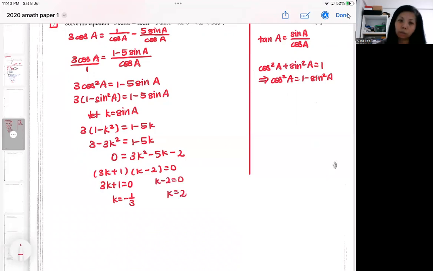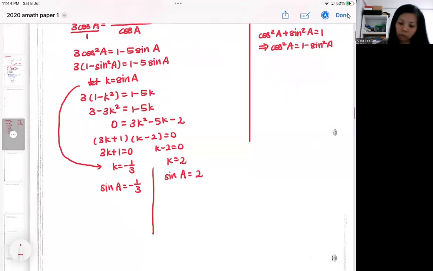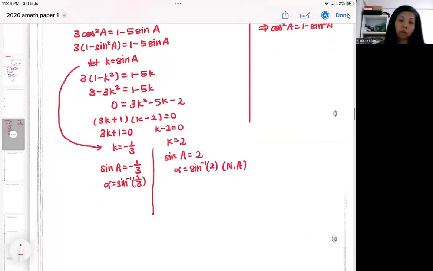Okay, so that's not the end yet. Return your substitution. So return your substitution. And from here, this is where you are able to apply your basic angle and your ASTC. So do remember, when you are doing your basic angle, ignore the negative sign. So in this case, if you do out the sine inverse 2, you will get a math error on your calculator. So there won't be any solution here.